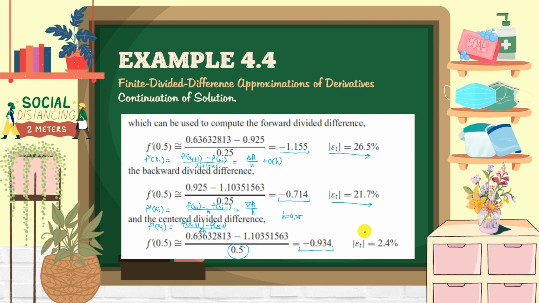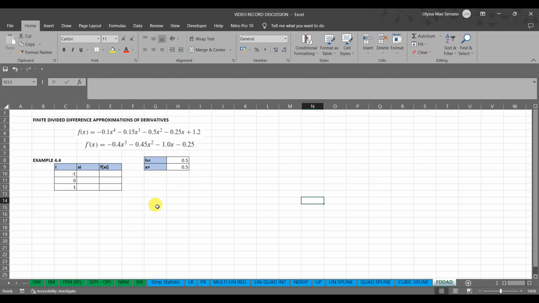So, let's try using Excel applying the finite divided difference approximation of derivatives. We're now going to use Excel applying the finite divided difference approximation of derivatives based on example 4.4. So we have here the given step size 0.5, and the value of x that we are estimating in order to find the derivative using the finite divided differences is 0.5. So therefore, the value of x sub i will be 0.5, and the value for x sub i minus 1 will be 0.5 minus the step size, and x sub i plus 1 will be 0.5 plus the step size.